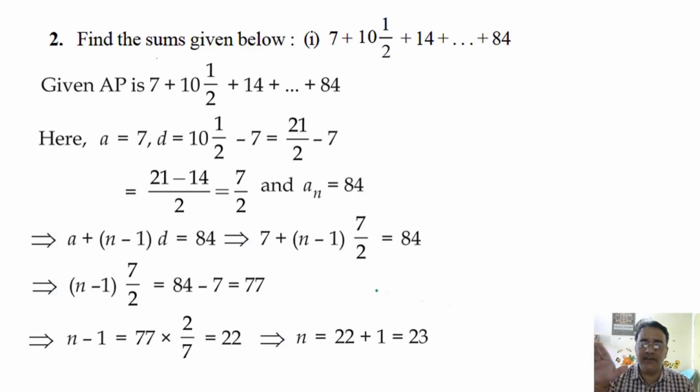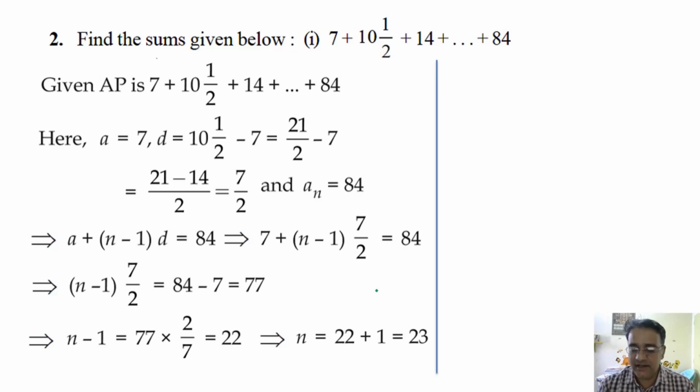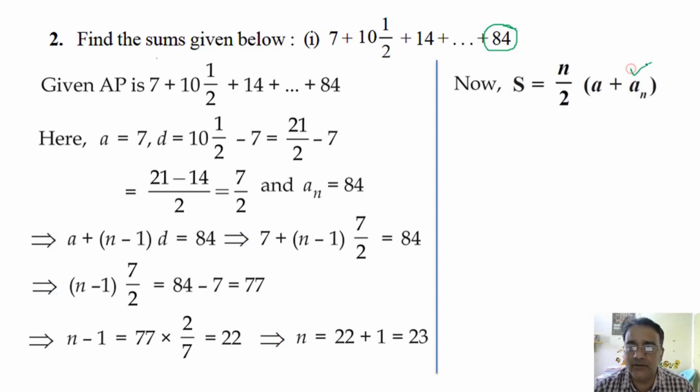Now the next step we have to find the sum of 23 terms. So we have two options. Either we can use the normal formula, that is Sn is equal to n by 2, 2a plus n minus 1 into d. You will get the correct answer. But there is one more formula if you know the last term. What is that formula? n by 2 into a plus l, the last term. Okay, so that formula we are going to use.